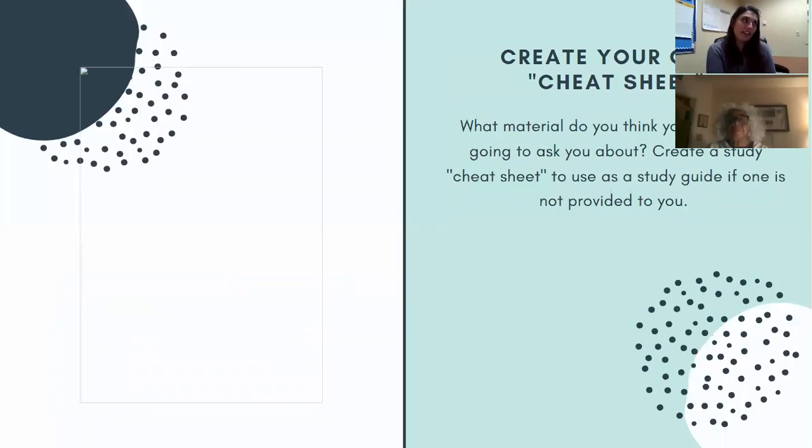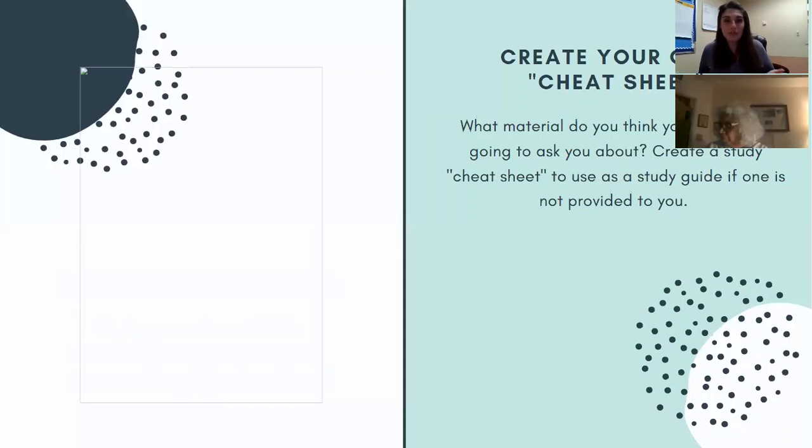The third method that I did want to mention is to create your own cheat sheet. And I'm definitely not advocating for using that cheat sheet on the exam, but it is actually a study method. It's a great study plan for those classes where your professor does not provide a study guide. In this study method, you sort of become the professor yourself.